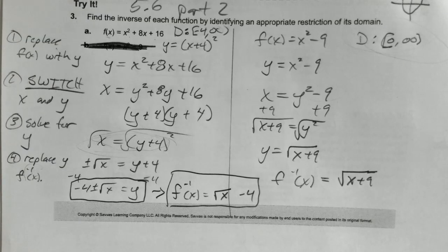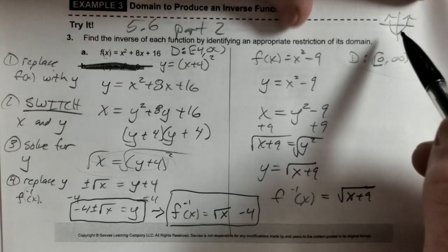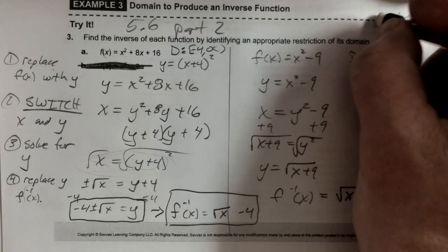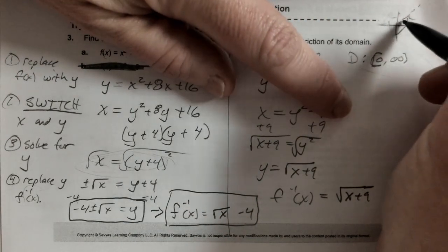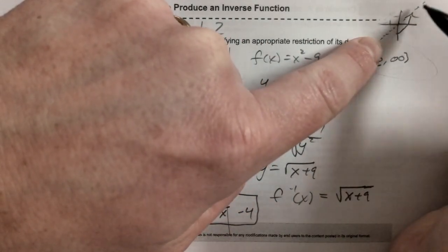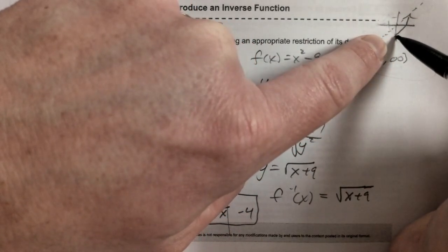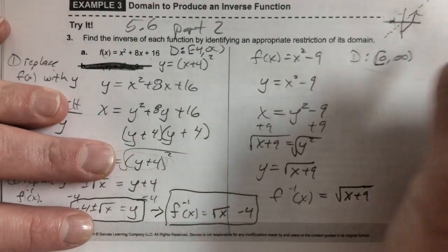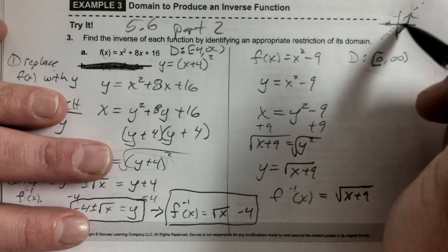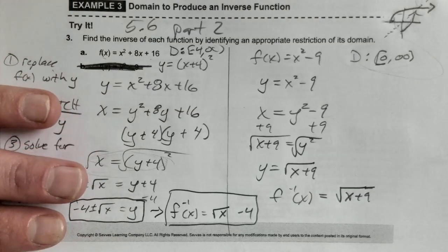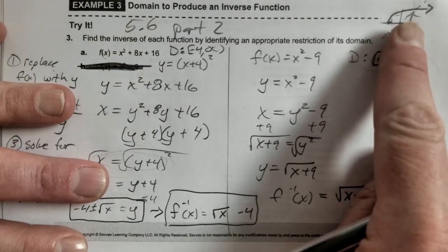I like visuals. I like to be able to see what I'm doing sometimes. So if I go back to this crappy graph that I just drew over here, if I take away the left-hand side, and I fold that half of the parabola over the line y equals x, that (0, negative 9) becomes (negative 9, 0) here. And all of these points on that parabola now form that square root. So yes, that definitely checks out.